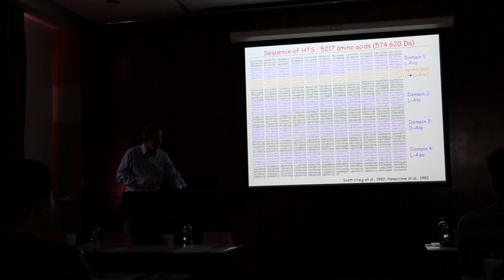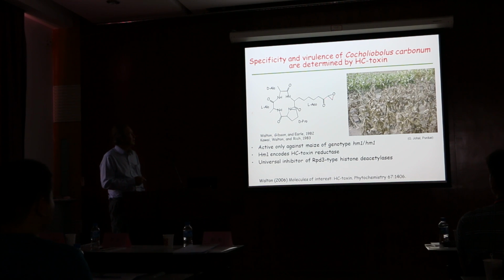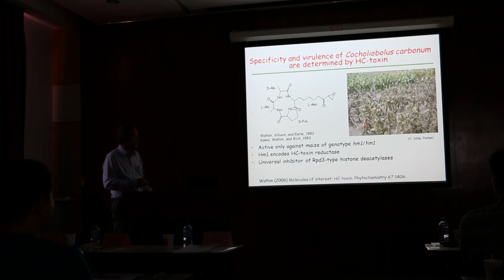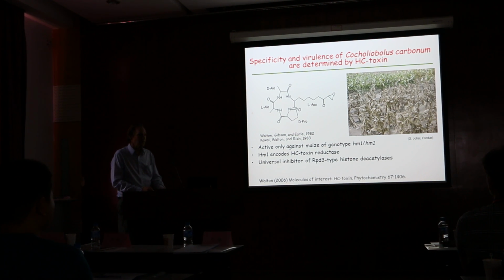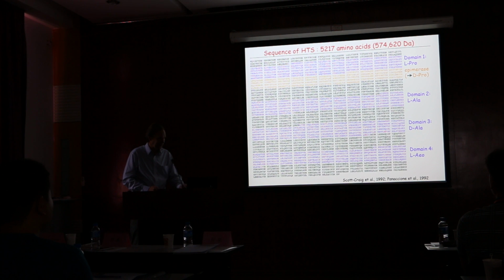This is my fancy slide. The resistant corn is resistant because it can degrade this toxin, inactivate it. And if it can't do that, then this toxin inhibits an enzyme called histone deacetylase. And somehow, that gives this extreme susceptibility. So one of the things we did was identify the genes that make this compound in the fungus Cochliobolus carbonum.